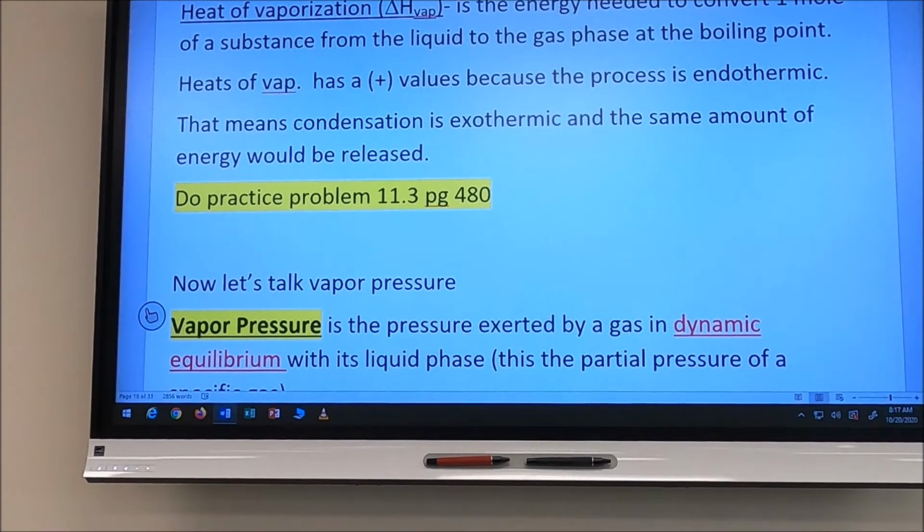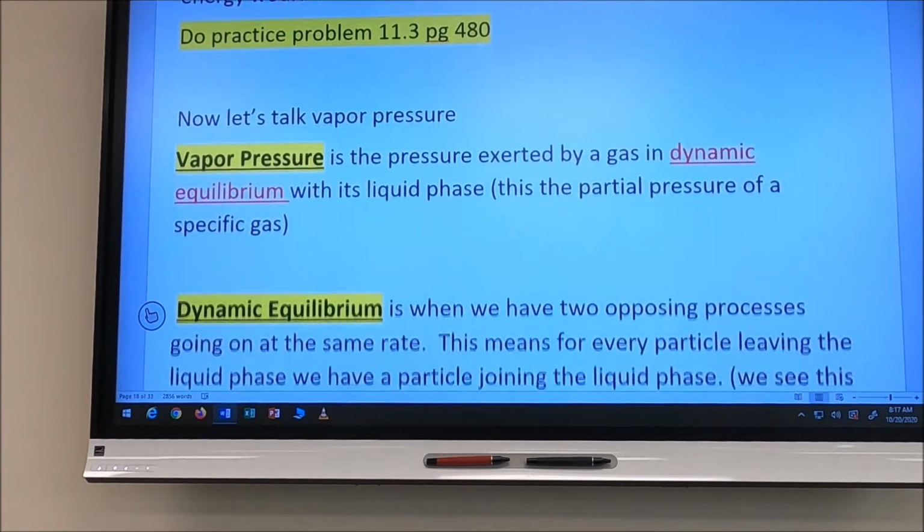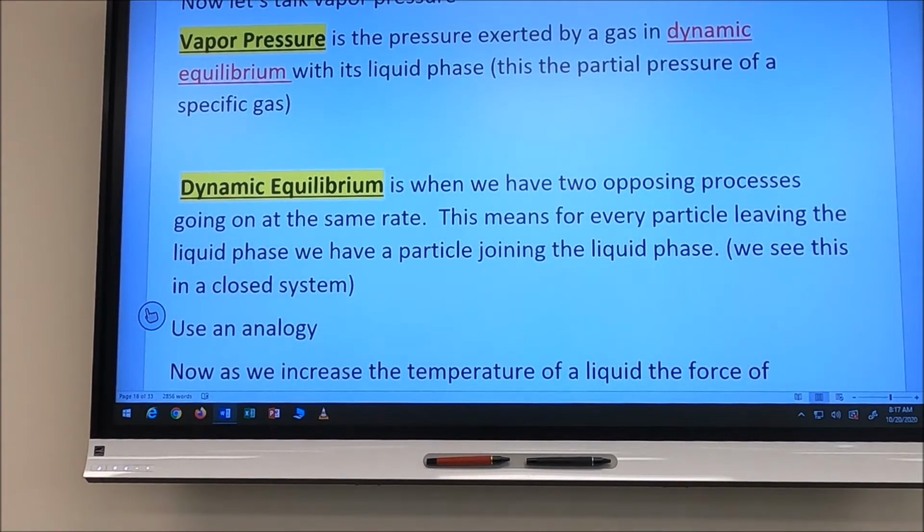Vapor pressure is the pressure exerted by a gas in dynamic equilibrium with its liquid phase. Okay? This is a partial pressure for a specific gas. Now, what do I mean by dynamic equilibrium? A dynamic equilibrium is when two opposing processes are going on at the same rate.